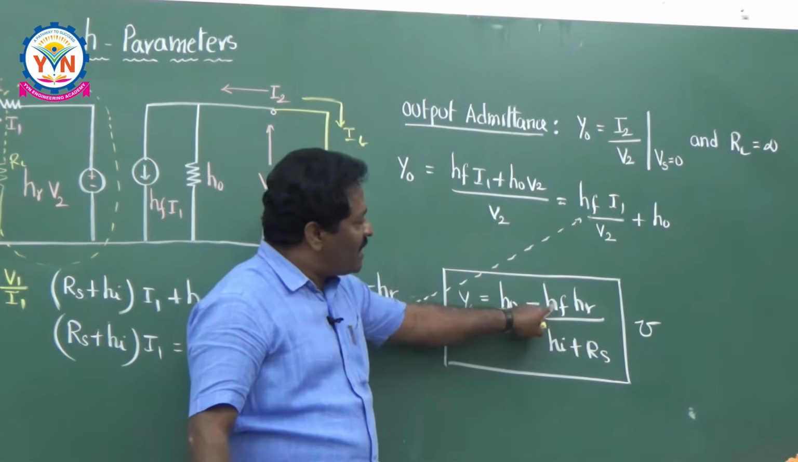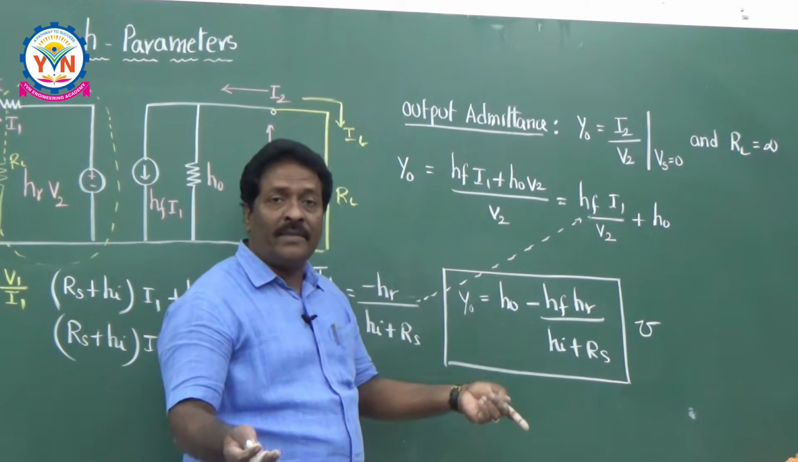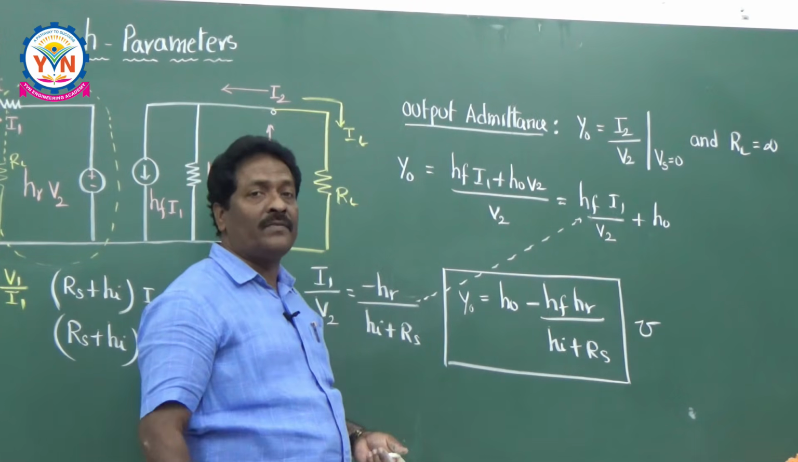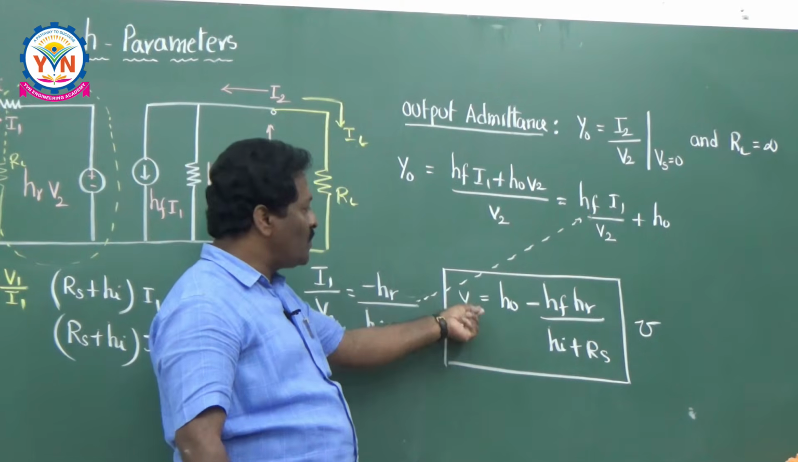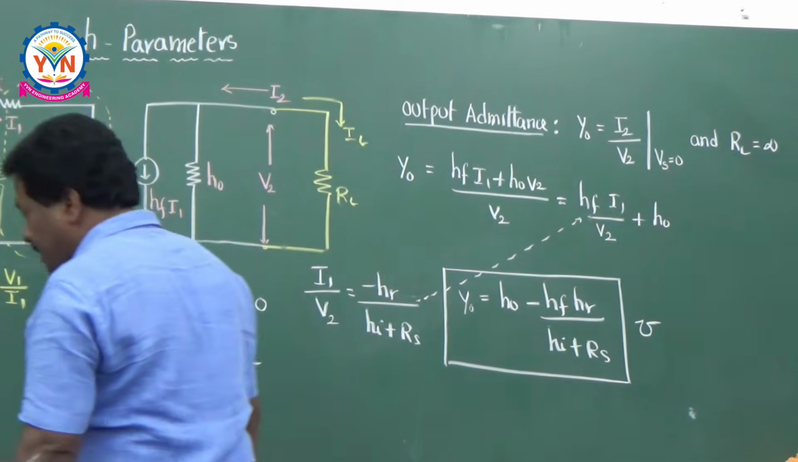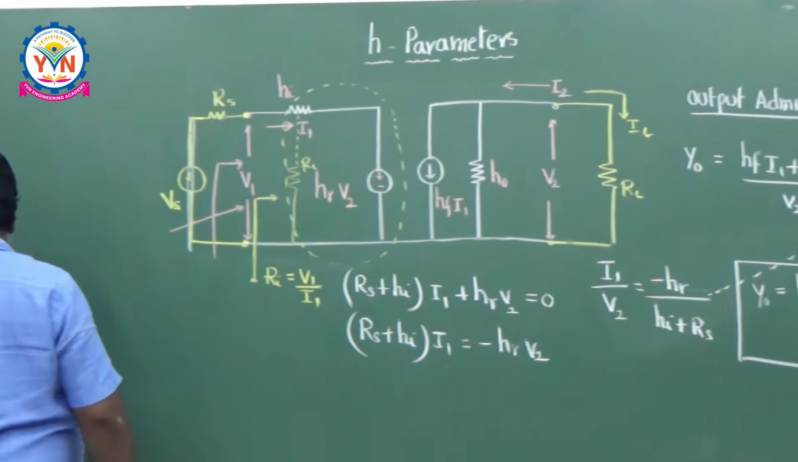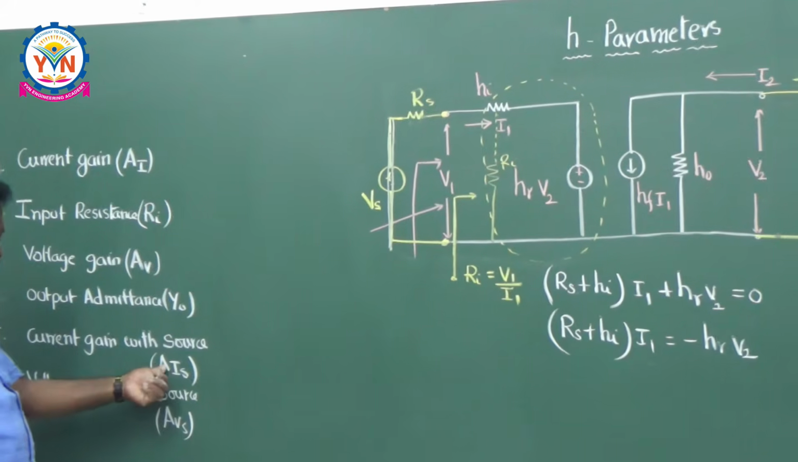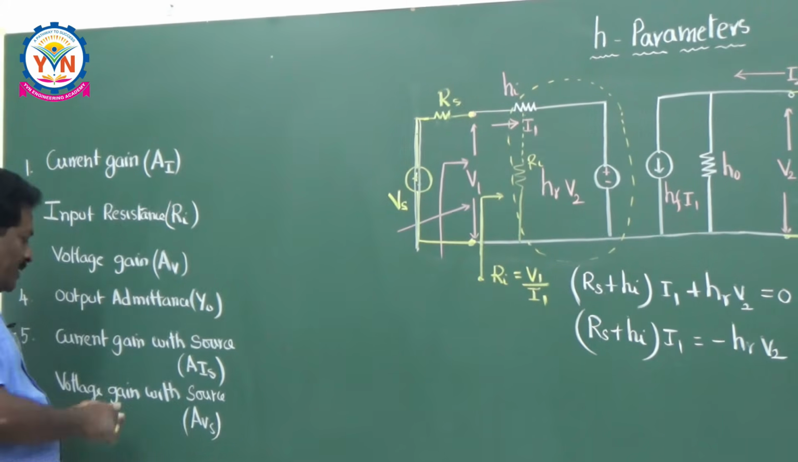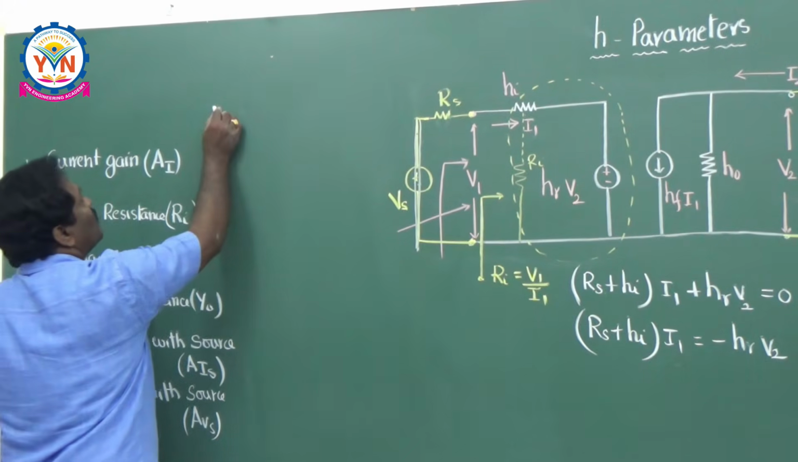Here HO, HF, HR, HI are the H parameters, and this equation can also be used for any type of configuration. Once you get this, our next duty is to calculate the current gain with source and the voltage gain with source. So I would like to define AIS. What is the current gain with source?